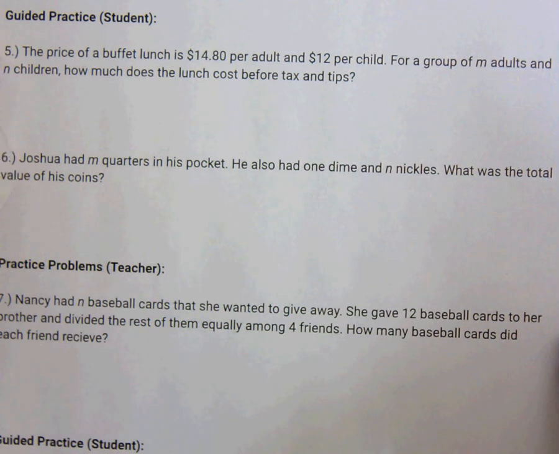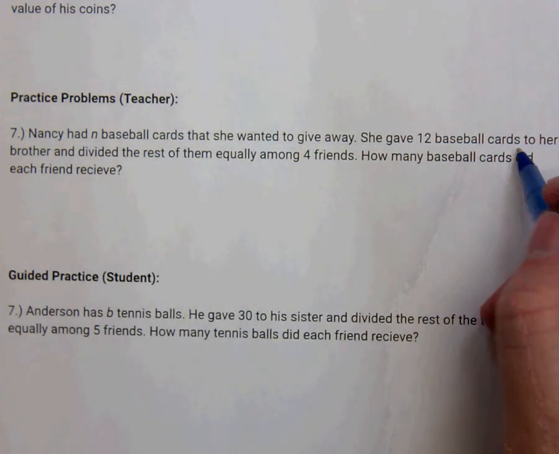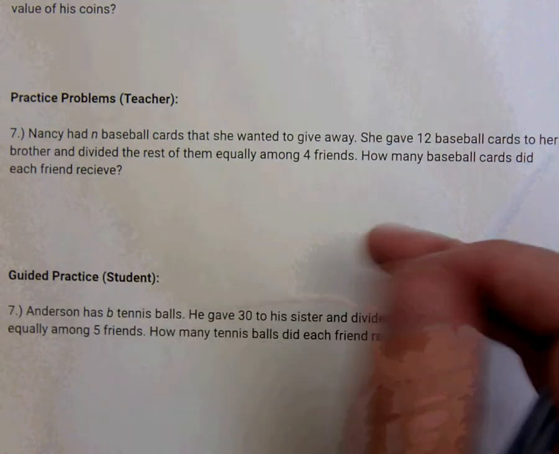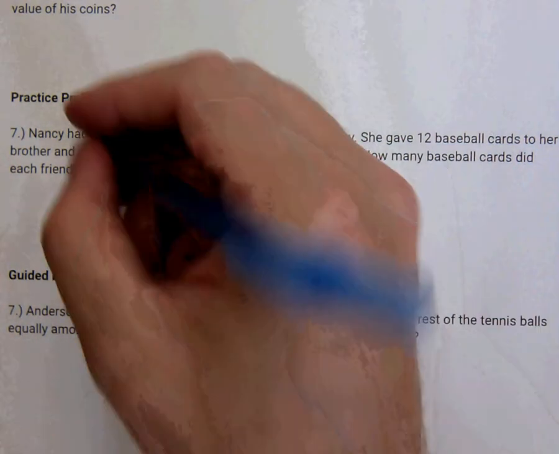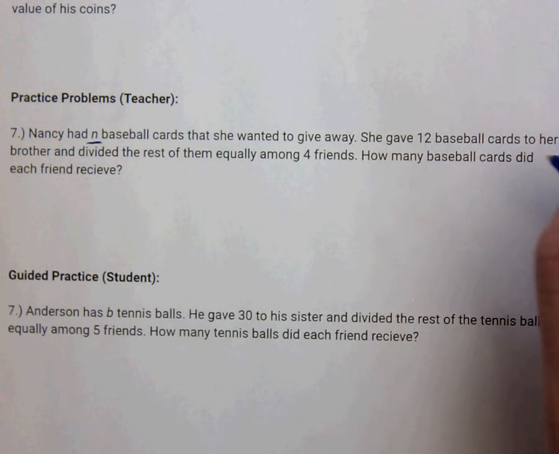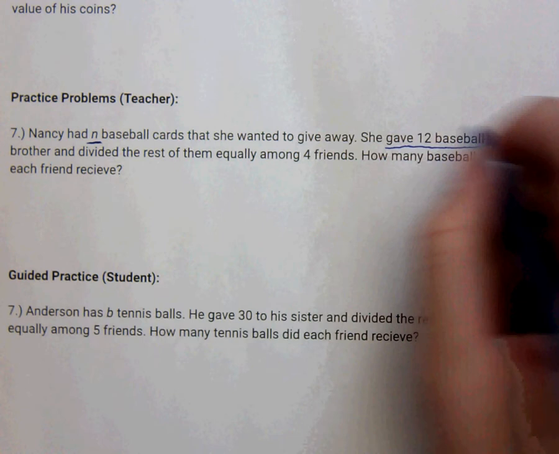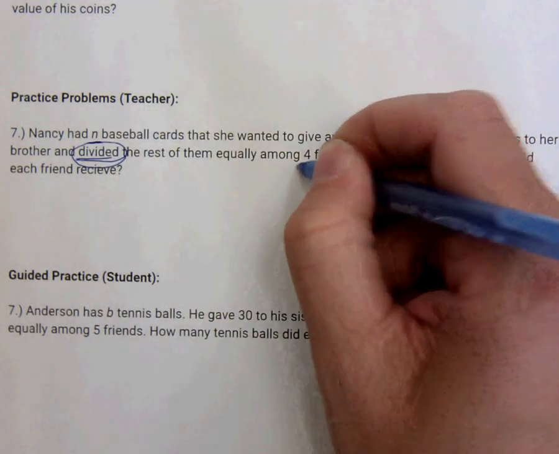Student problem and a master problem. So Nancy had n baseball cards that she wanted to give away. So she gave 12 away to her brother and divided the rest of them equally among friends. Among 4 friends, how many baseball cards did each receive? So she gave 12 to her brother and divided the rest among 4 friends.